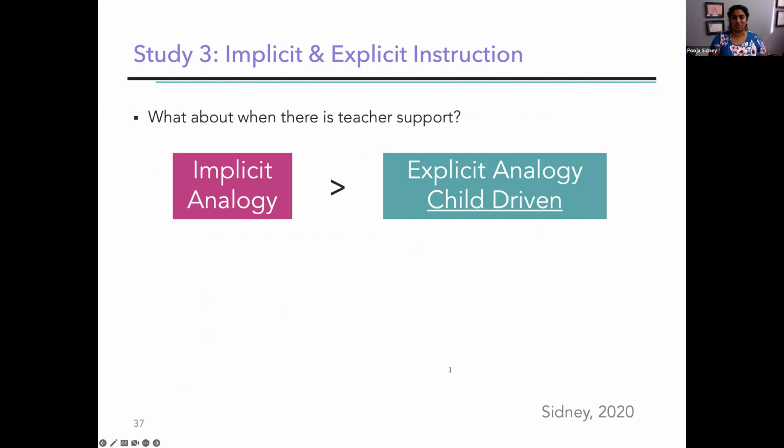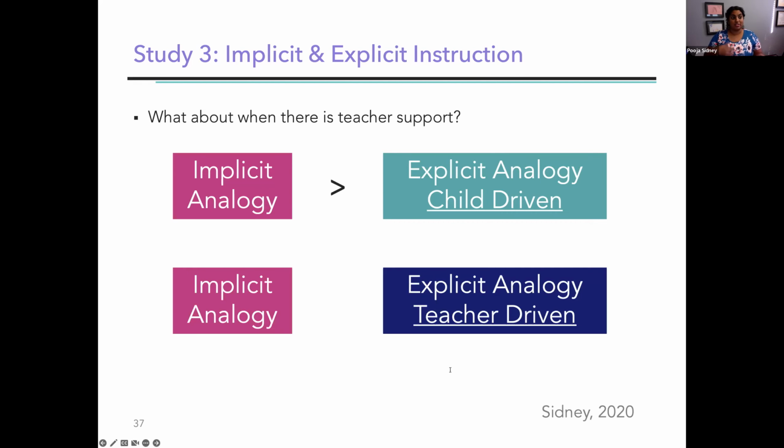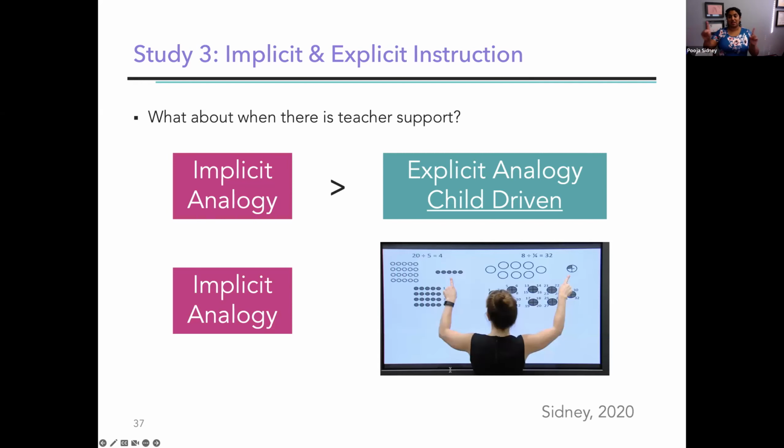Okay, so what I've shown you, I've been arguing that we can help students learn from implicit analogy. In both of these studies, I have used a more child-driven analogy, so it's up to the child to draw the right analogy. But we might wonder, well, what about teacher-driven analogies? So maybe when the teacher is making the analogy and the teacher helps the child make the right connection and supports their mapping and adaptation of that familiar knowledge, this might be as good or even better than implicit analogy. So we tested that hypothesis with a direct comparison.